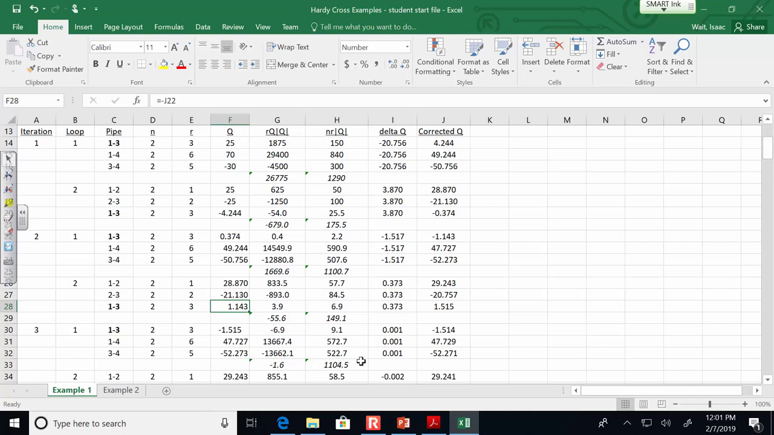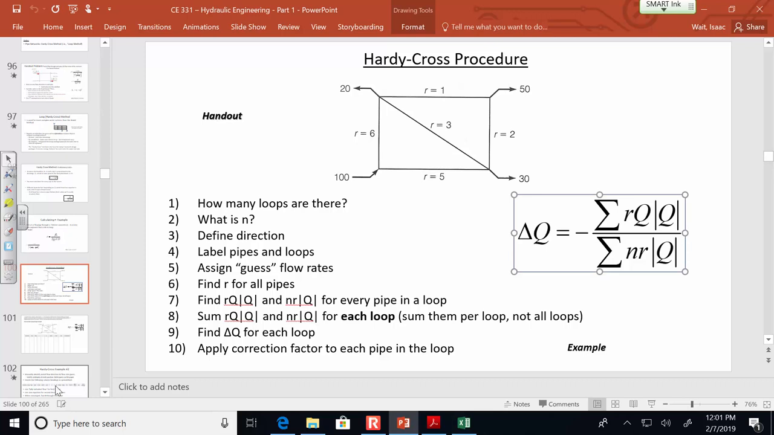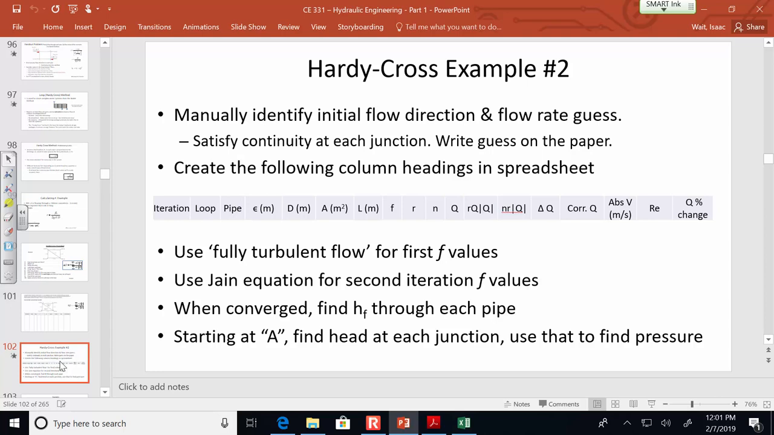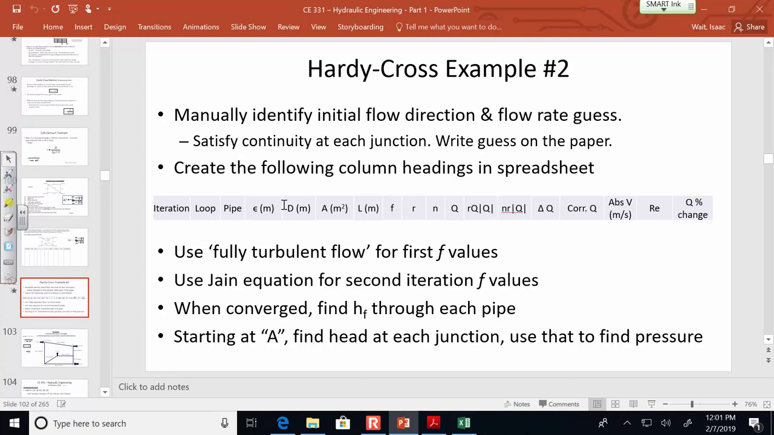All right, so like I said, this was just to give you an idea of the process, but what's more realistic is if you have to calculate your F values, because the F values depend on the flow rates. And so what that means is that not only are we going to be balancing out the continuity and also the energy losses, but we're also going to get improved versions of the F value as we go from iteration to iteration. So here is a different set of column titles, which I've also put into the spreadsheet on the second workbook. This is the problem that we're going to solve.